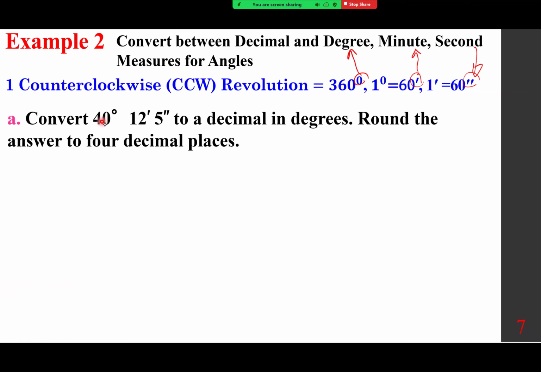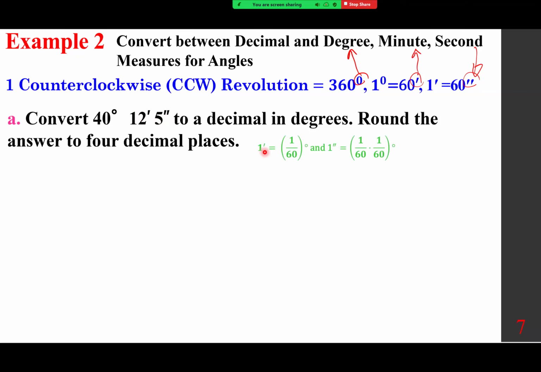We want to convert 40 degrees, 12 minutes, 5 seconds to a decimal in degrees. And they want us to round to 4 decimals. So we have 40 degrees plus 12 minutes. That means 12 times 1/60, plus 5 seconds. That means 5 times 1/3600.